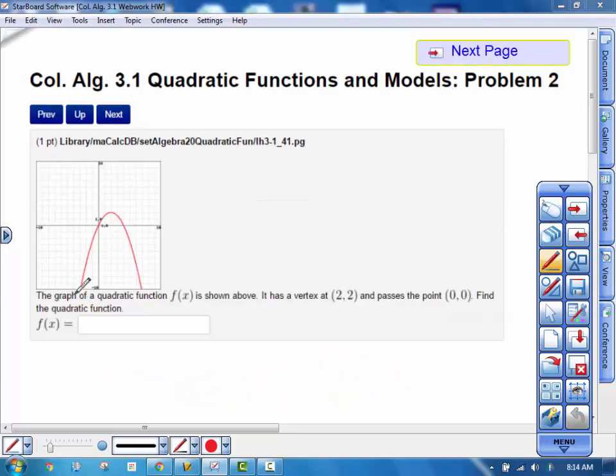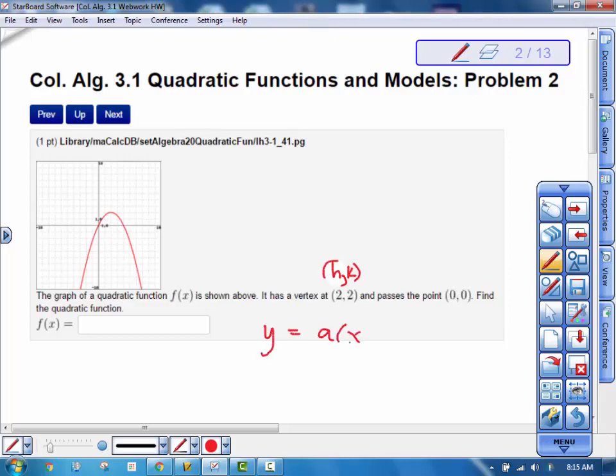Okay, next problem gives us a parabola, gives us 2 points. It tells us it has a vertex at this point, so that's our h, k. And then it tells us another point is 0, 0. I would plug this in right into vertex form. And we know that h is 2. We know that k is 2. So we're going to now plug in 0, 0 for our point x, y. And we're going to find a.